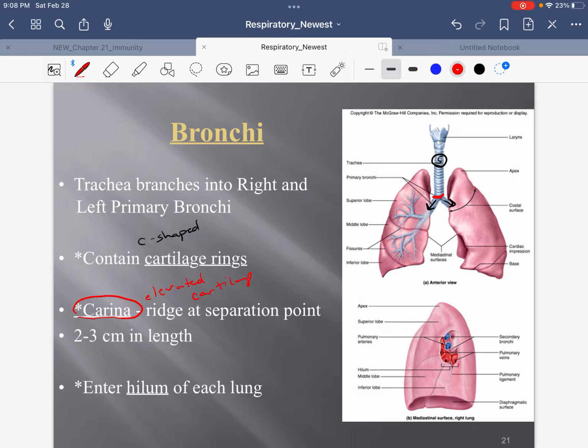I know I'm going quickly, but you can always pause, go back, practice the anatomy, practice, practice, practice. Right at where the trachea splits into the bronchi, there's an elevated piece of cartilage called the carina. The opening in the spongy-like lung where the bronchi enter the lungs is called the hilum. The hilum is an opening. The lung is literally like a sponge, so we need a little opening or a hole where we shove the bronchi through.